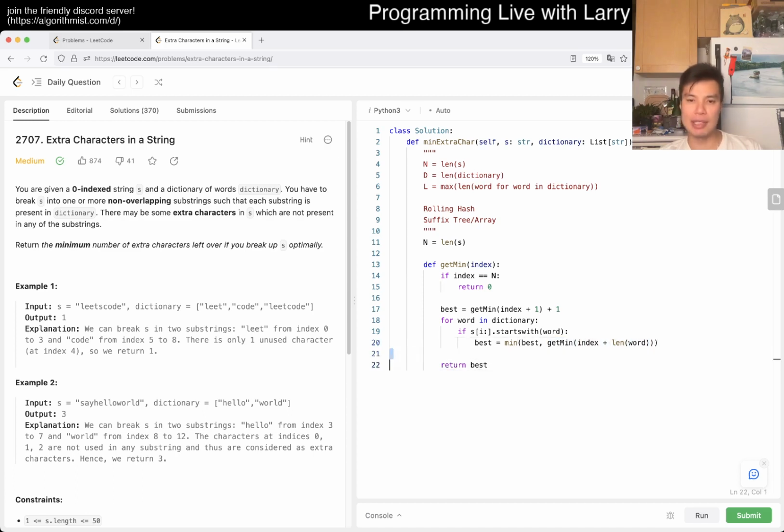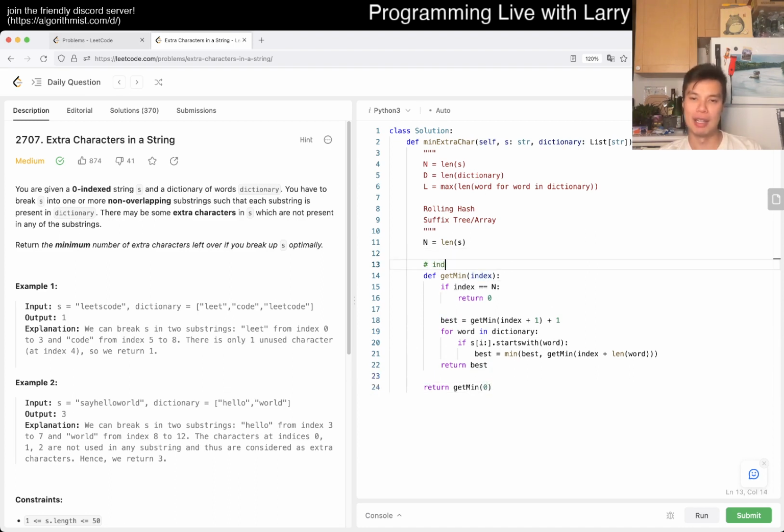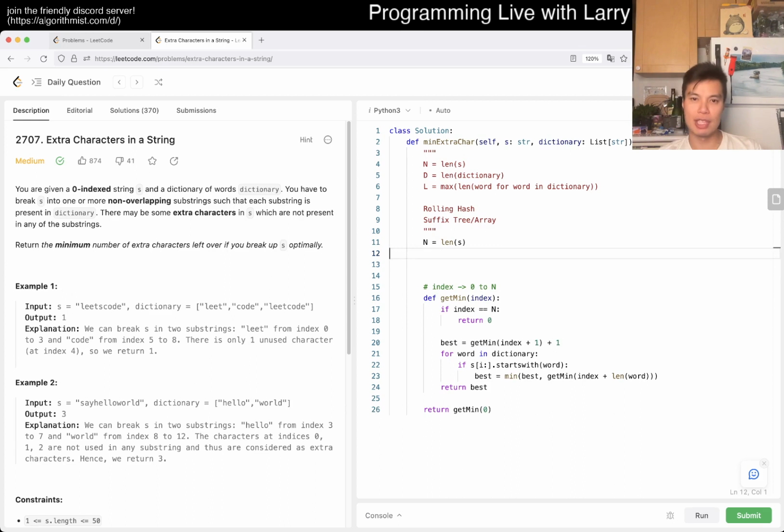There are a couple of optimizations you can make. The first one being doing memoization. The key thing to notice is that index can obviously only go from 0 to n, so we can memoize it. So let's do that first of all.